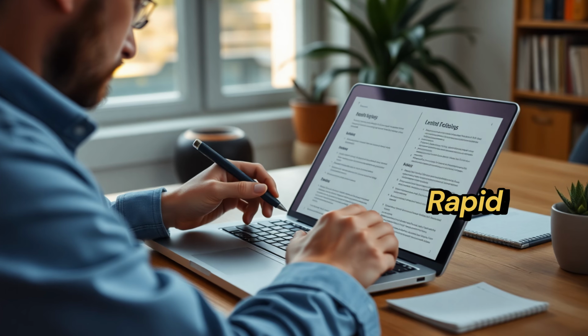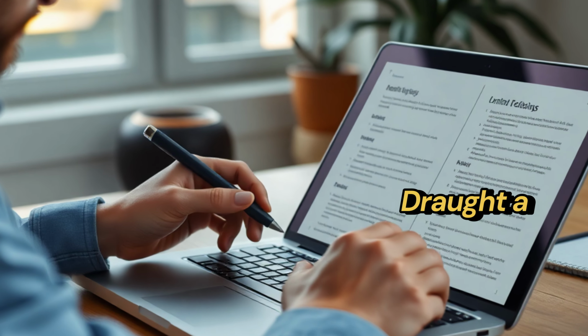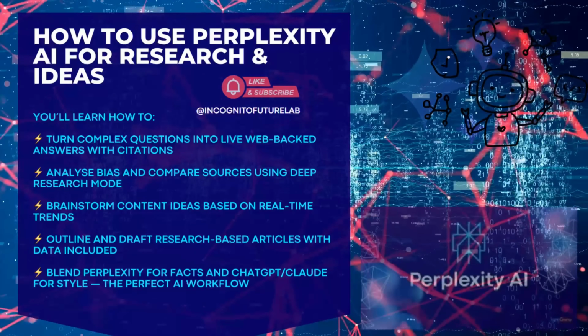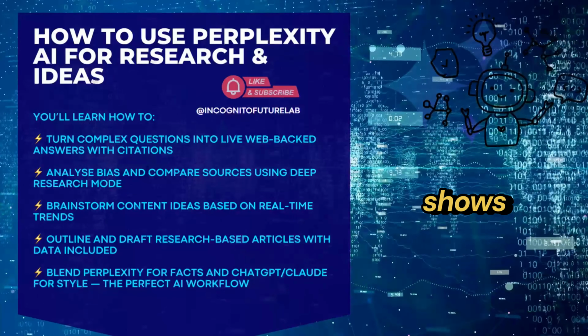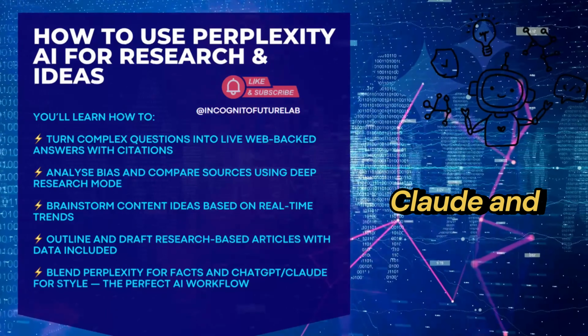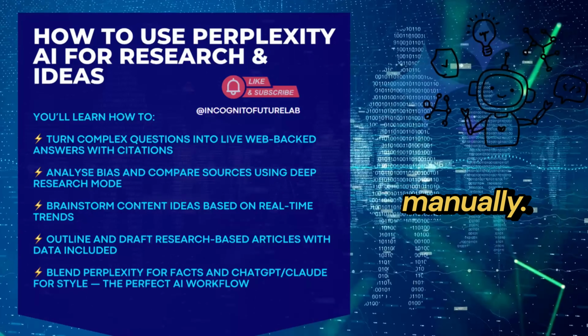Prompt 4. Rapid prototyping. Once you pick an idea, feed it back. Draft a blog post outline with 5 sections, each with 150-word summary and 1 key data point from the sources. Here the difference shows. Perplexity's answer includes citations and current stats. Claude and ChatGPT might need you to provide sources manually.